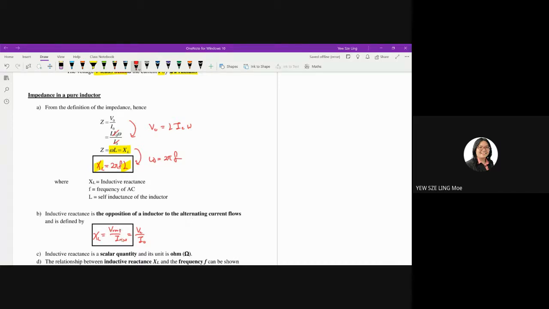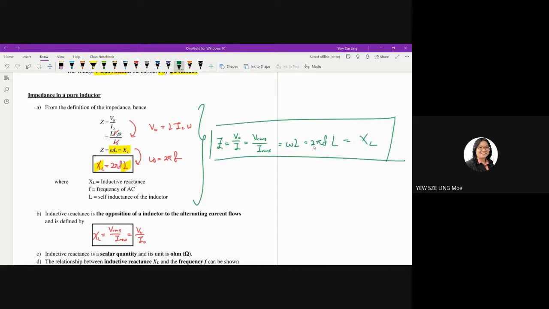If you have more than one component, then you need to put VL RMS and VL naught, the VL peak value. Basically, here you can say Z equals V naught over I naught equals VRMS over IRMS equals omega L equals 2 pi FL equals XL. All of these can be used to calculate the impedance or the inductive reactance in a pure inductor circuit.